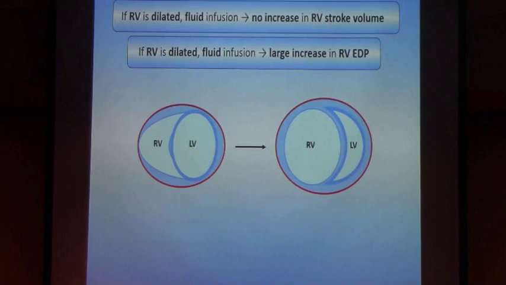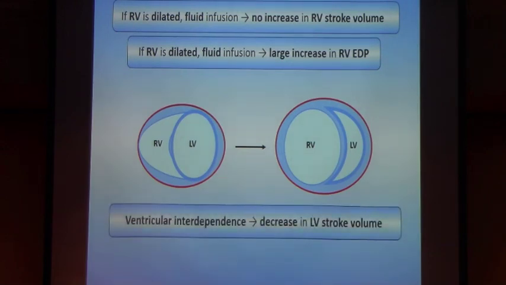But in addition, if you give fluids to an already dilated right ventricle, you have a movement of the septum to the left, which can impede the left ventricular filling. This is a biventricular interdependence phenomenon. So, because of this, you have a decrease in the stroke volume of the left ventricle. This is a triple penalty.